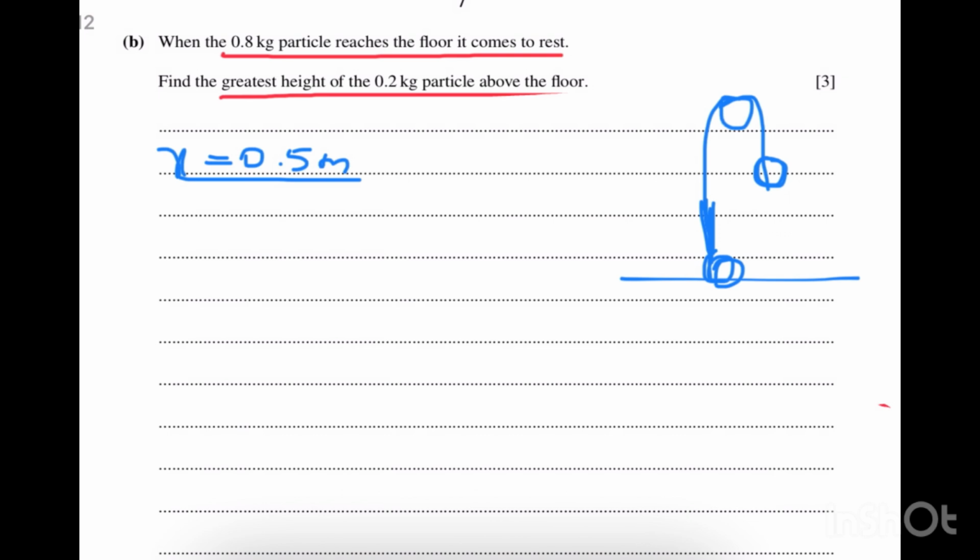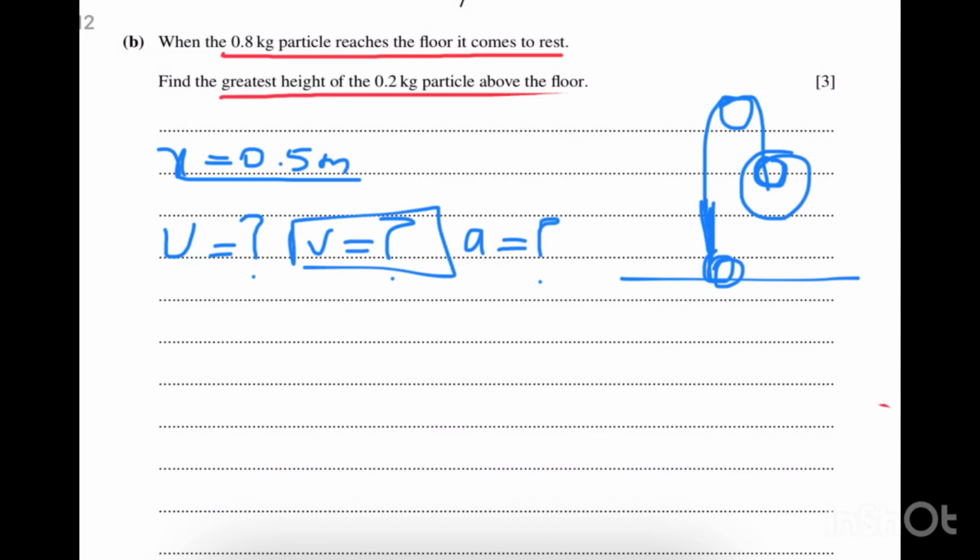Now we need to find out how much this particle travels upwards without there being tension in the string. In order to do that, we need the initial velocity, the final velocity, as well as the acceleration. When the particle reaches the maximum height, that means it stops moving, and that means that the final velocity will be equal to 0. So this needs to be 0.